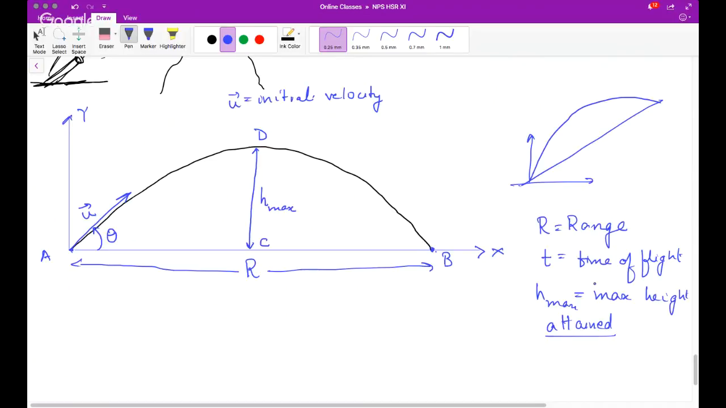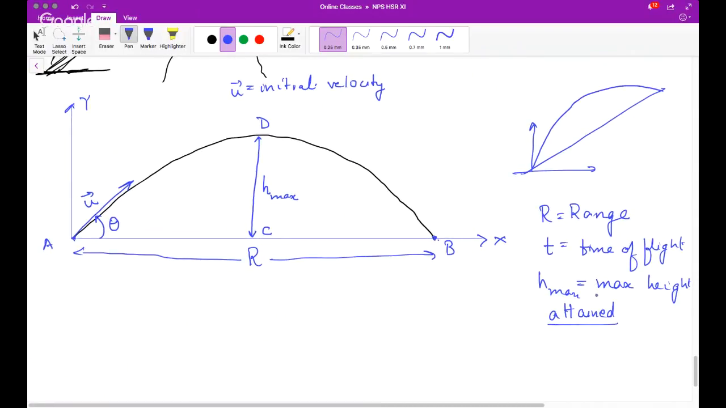Okay, now let us try and find out if we can find r, t, and H max in terms of u and theta, and obviously g. G is what? All through the motion, there is a constant acceleration due to gravity, which is g acting downwards, and its value is 9.8 meter per second square. This is happening throughout the motion.